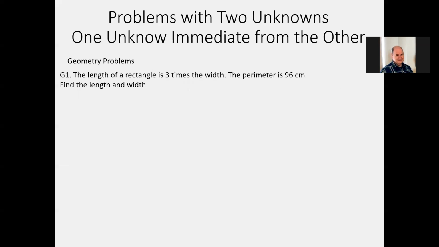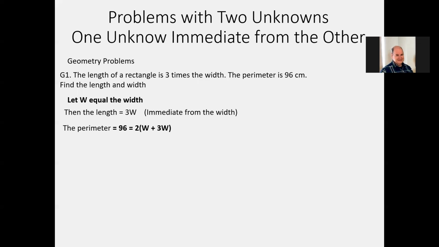Okay, we'll go on to the next one, a geometry problem. The length of a rectangle is 3 times the width. The perimeter is 96. Find the length and the width. Let W be the width. Therefore, we're told immediately that 3W is the length. The length is 3 times the width. So the length is 3W.